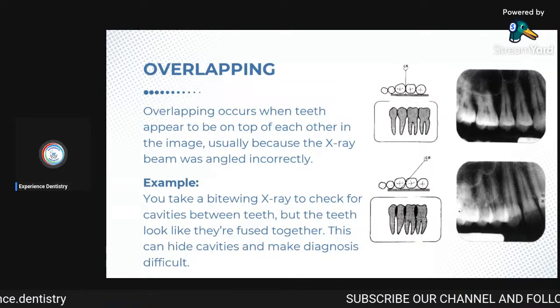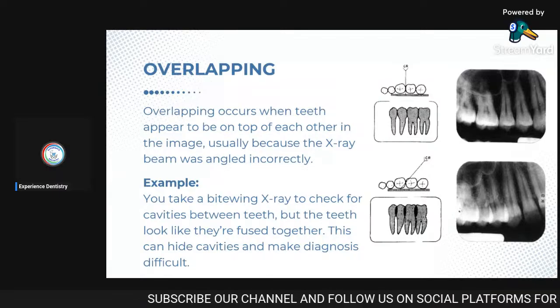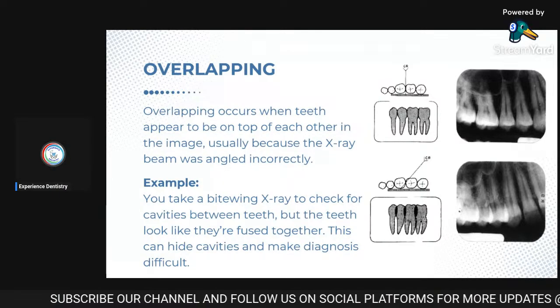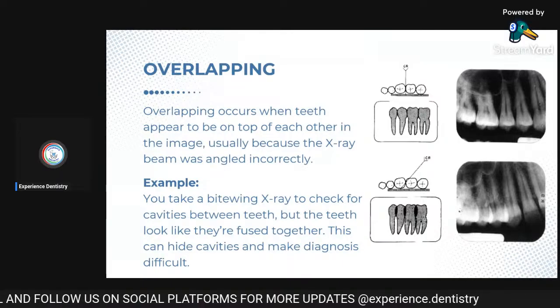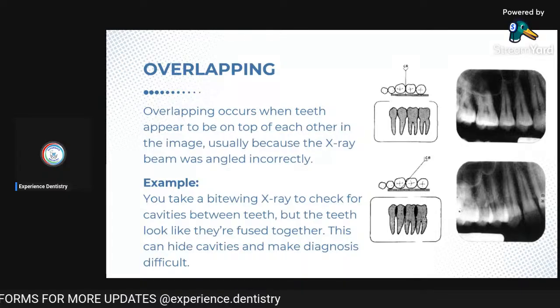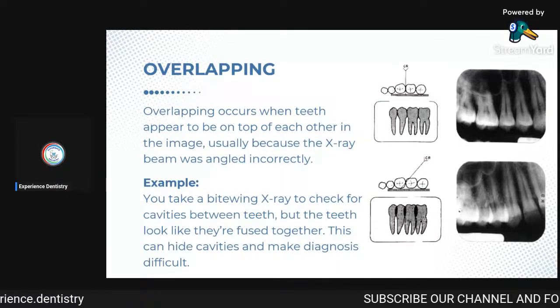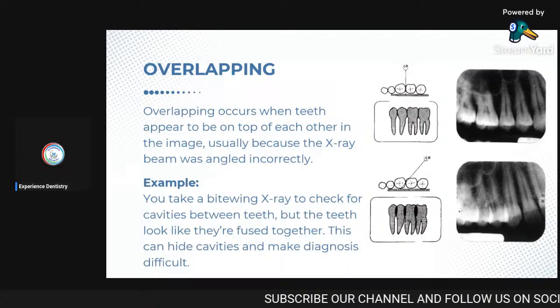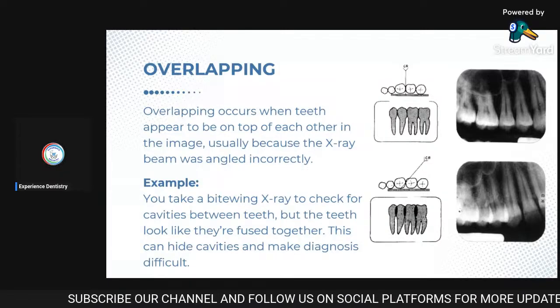Okay? You take a bitewing X-ray to check for a cavity between the teeth, but the teeth look like they are fused together. They are not fused. There is an interdental bone present, but it appears like there is no interdental bone between them. Okay? And this can hide the cavities and make diagnosis very difficult. So this is basically overlapping. I hope you guys got the point.